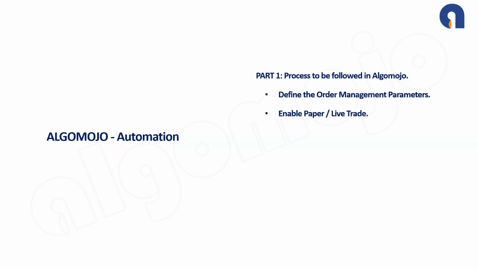And then you enable paper trade or live trade. Always start with a paper trade and check the process if it is going through correctly. Then you can shift on to the live trade as such.